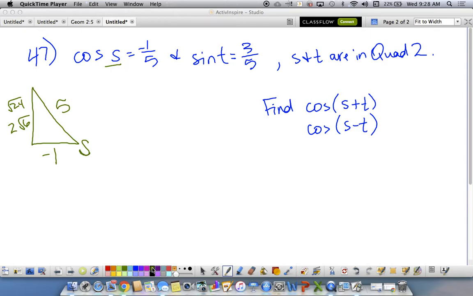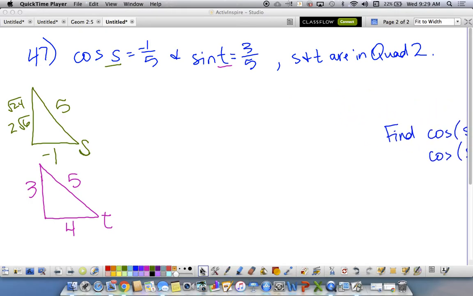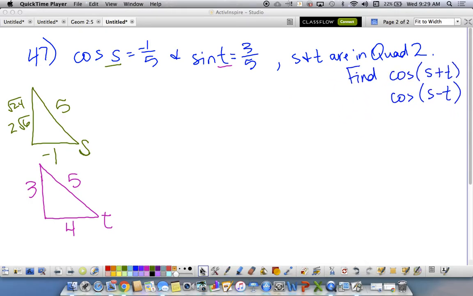And then there's a T triangle, where for sine T, with angle T here, the opposite is 3 and the hypotenuse is 5. What's the adjacent? Oh, that one was a little easier. Now, what do we have to know? What's another thing we have to do with these? We need to know some equations.